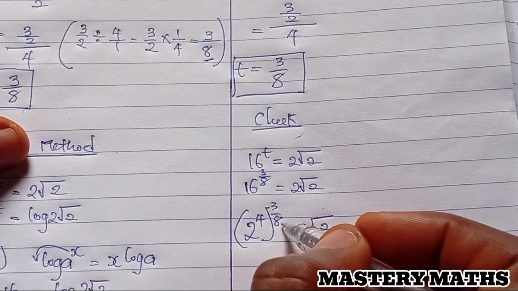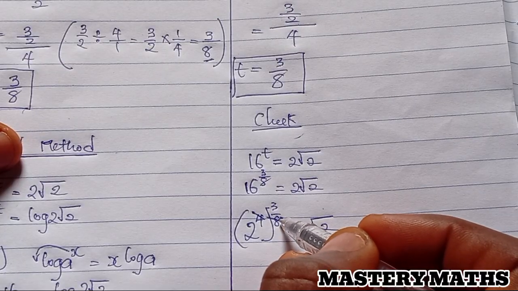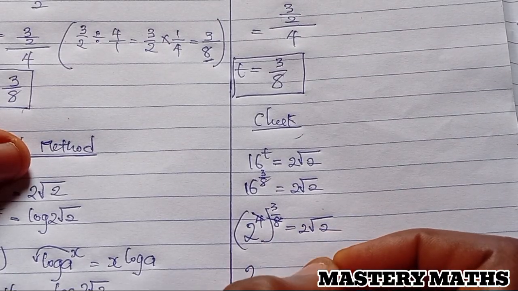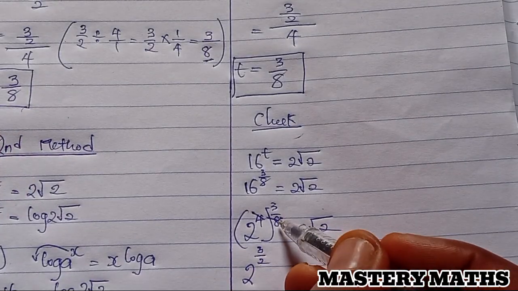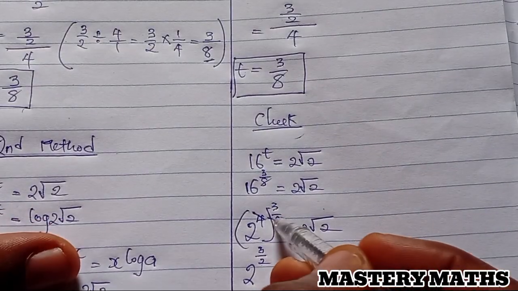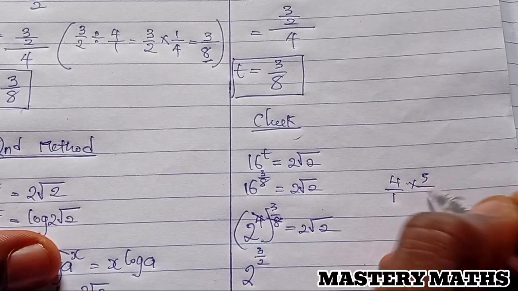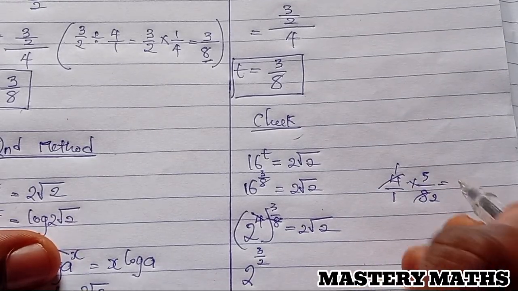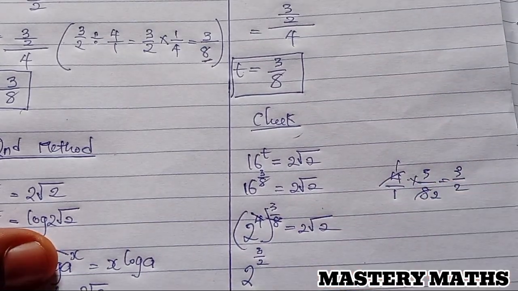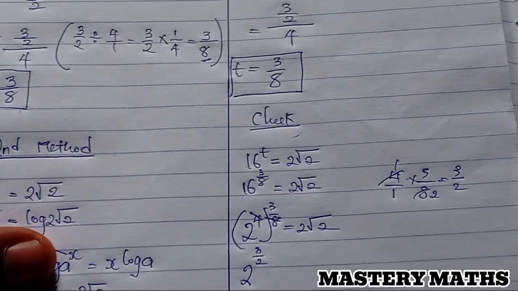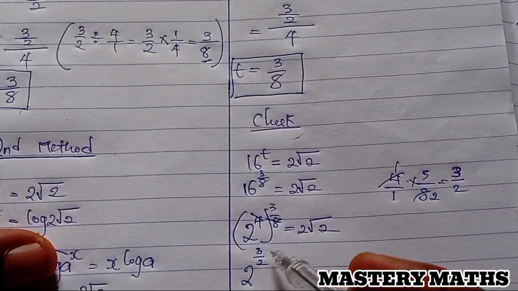Now we will divide the power. This goes into this, which gives us 2. When it goes into this, gives us 2. So what you have here is 2 raised to the power of 3 over 2. Because here you're having a fraction, you have 4 over 1 times 3 over 8. So 4 into 8 gives 2, and you have 3 over 2. That's what we have here, 2 raised to the power of 3 over 2.